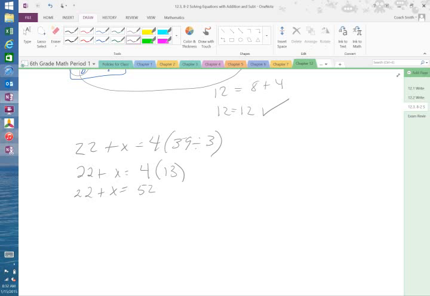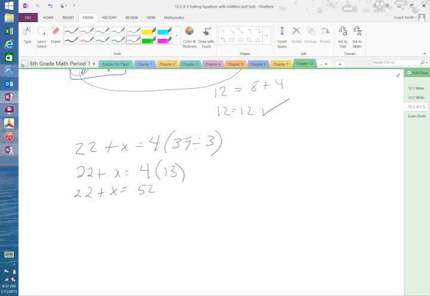So now what do I do? Now we're at a regular equation. There is no simplifying that I can do. So what do I do next? Emma? Right. And what is the inverse operation for this equation? Anybody?